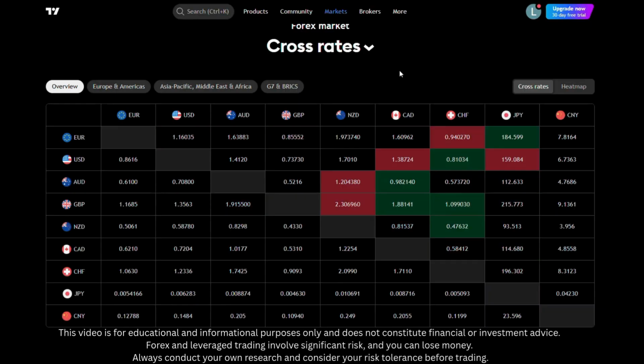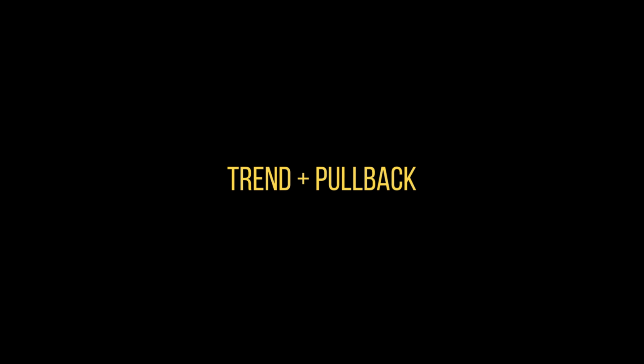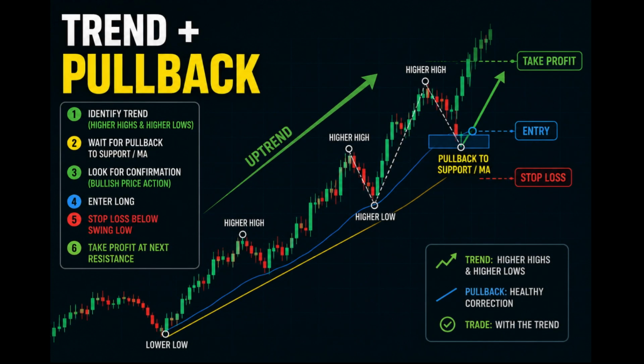3 Forex strategies day traders actually use. Number 1. Trend and pullback. First, identify the direction of the market. If price is making higher highs and higher lows, look for buys.